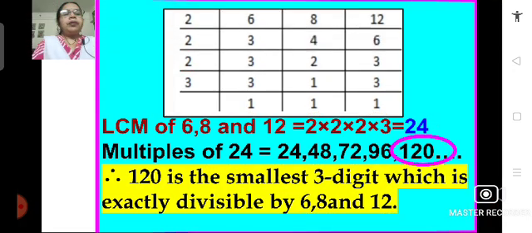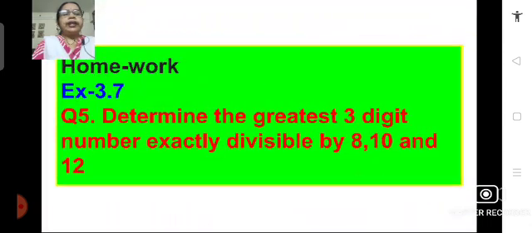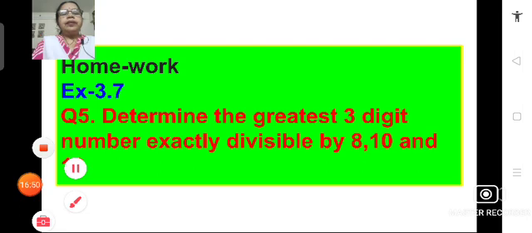Children, with this problem I end this session, but before we wind up, let's look at the homework that I have given. This is problem number 5 of exercise 3.7. Solve it in your notebook.